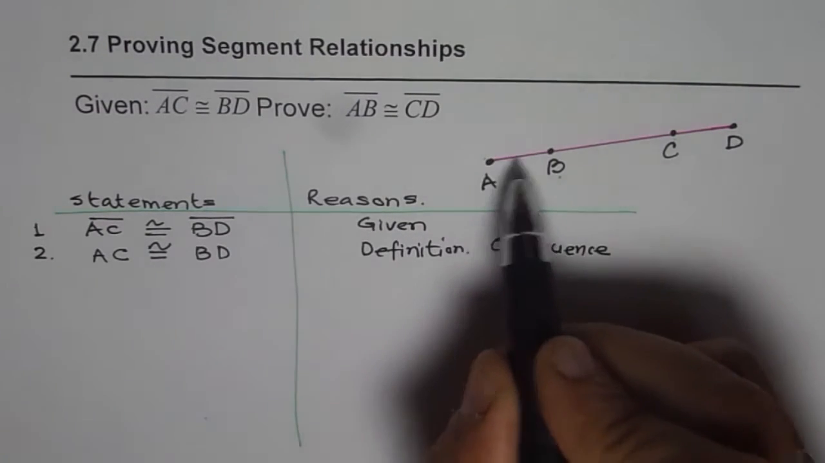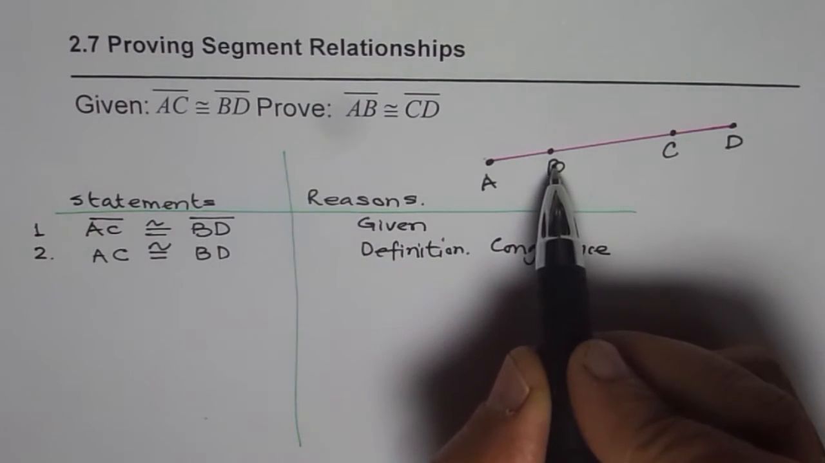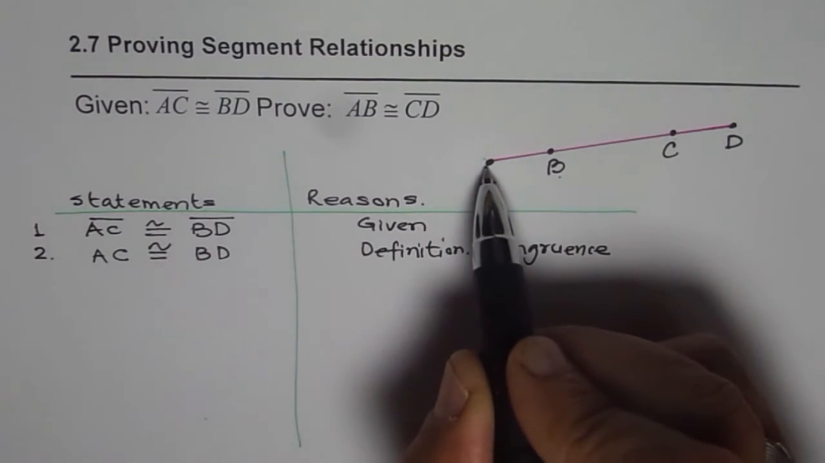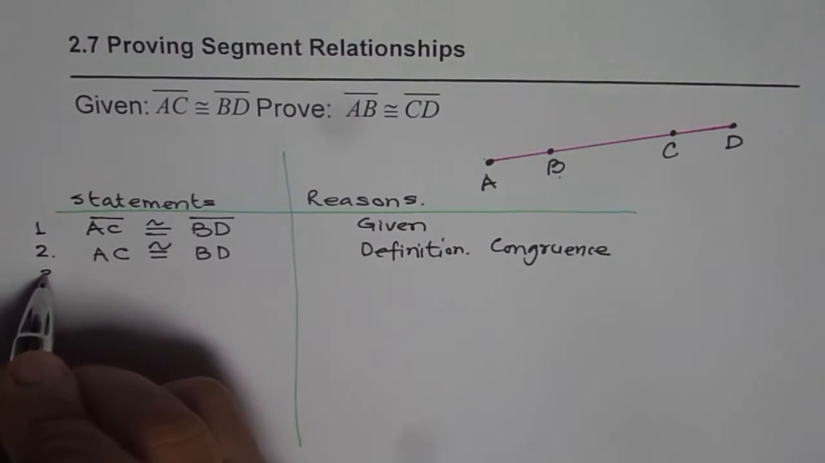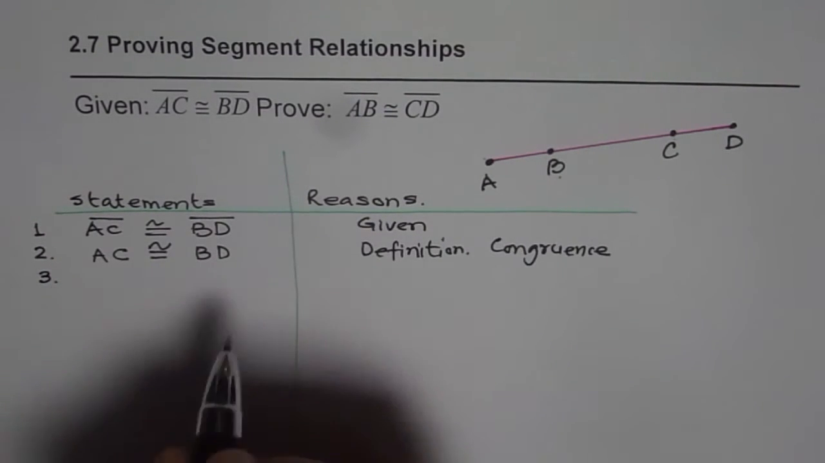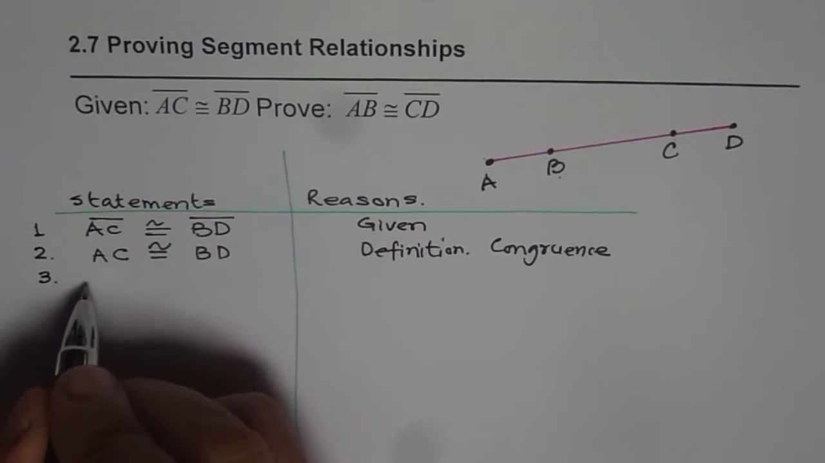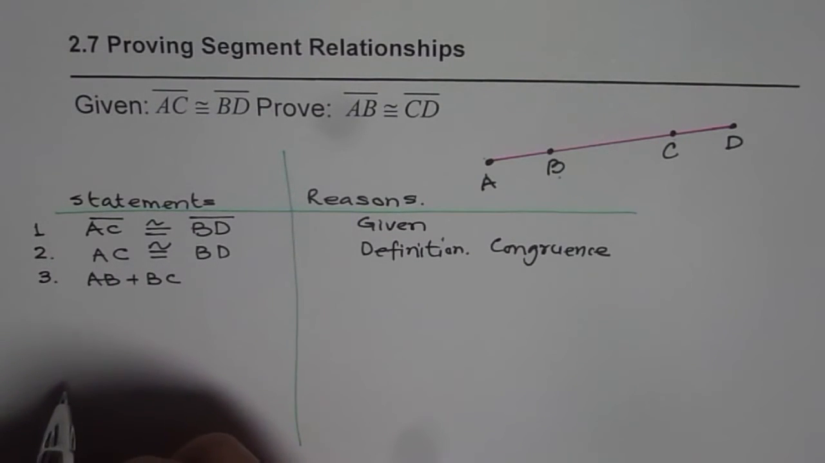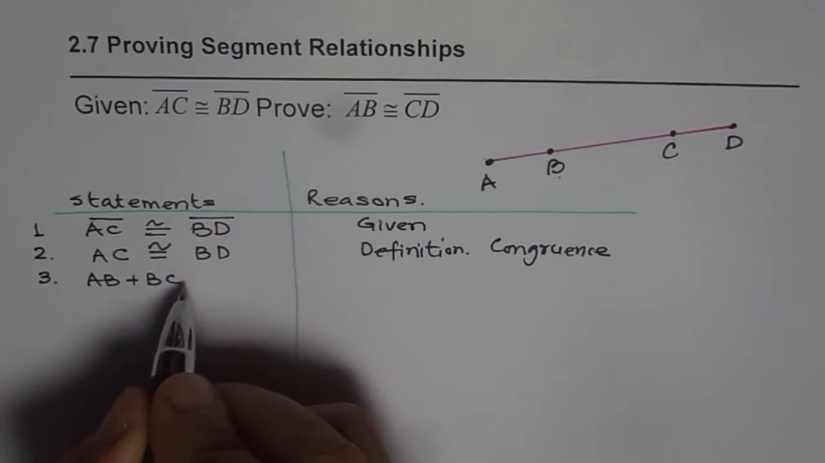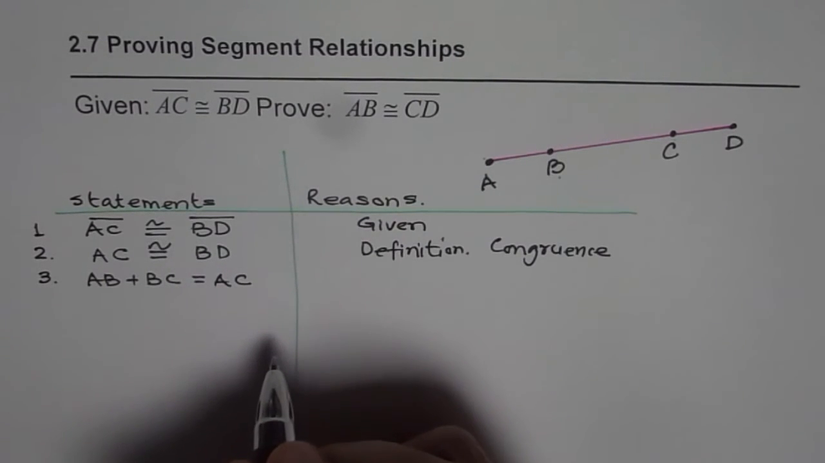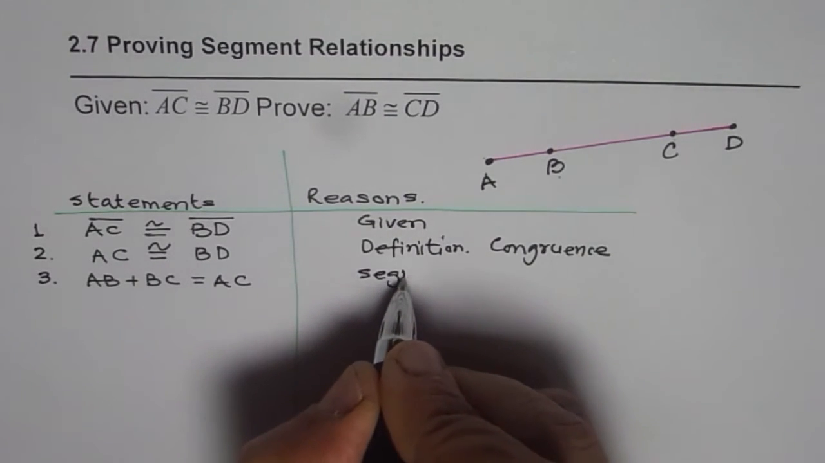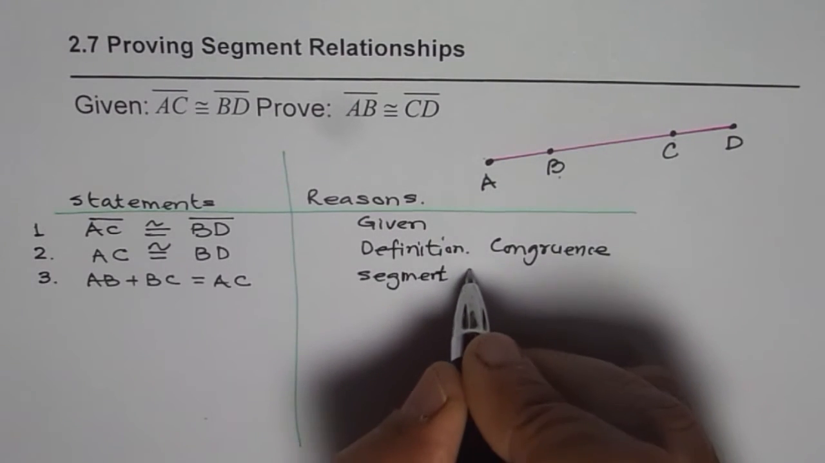Now, if you look at AC, point B is in between. So we can adopt the segment addition postulate. AB plus BC should be equal to AC. So that is the strategy. So in statement number 3, we can write AC as a combination of AB and BC. Okay. So that is how we can write AC, and this is equal to AC for us. And how do we get it? What is the reason? The reason is the segment addition postulate.